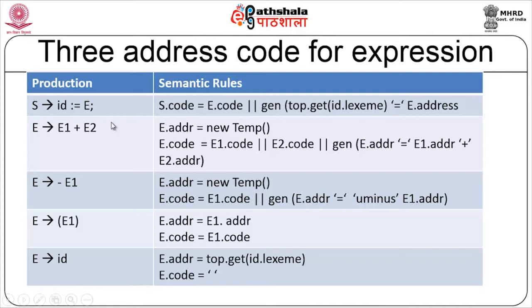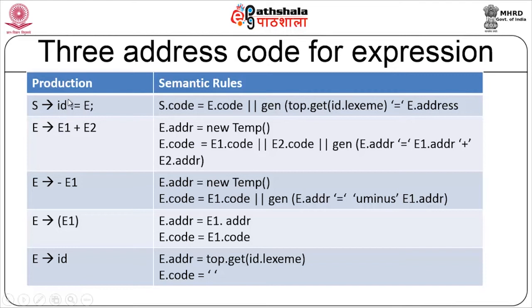So as I already said, every non-terminal will have a code and an address. Address is nothing but the place, or the memory where it resides. It can also have a value, that we will talk about later as we move on. So as of now, we'll talk about code as well as the address or the place which we are trying to refer to.